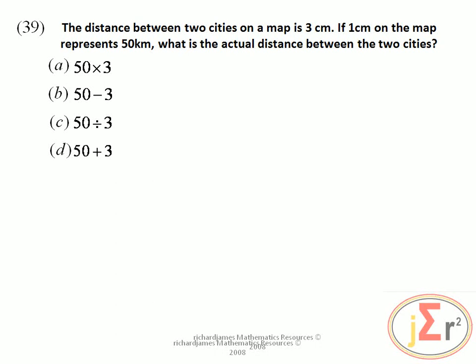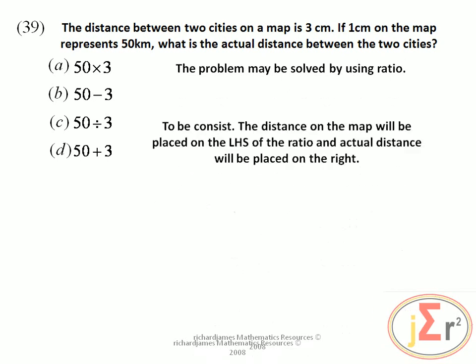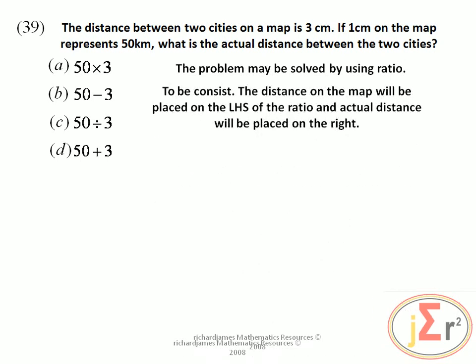The distance between two cities on a map is 3 centimeters. If 1 centimeter on the map represents 50 kilometers, what is the actual distance between the two cities? The problem may be solved by using ratio. To be consistent, the distance on the map will be placed on the left-hand side of the ratio, and actual distance will be placed on the right.